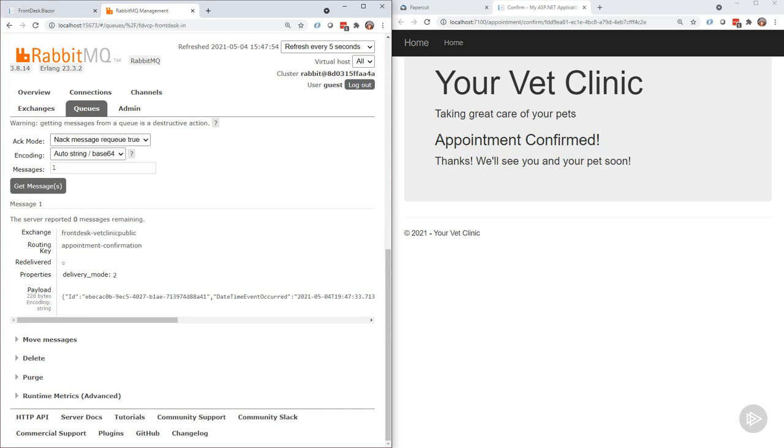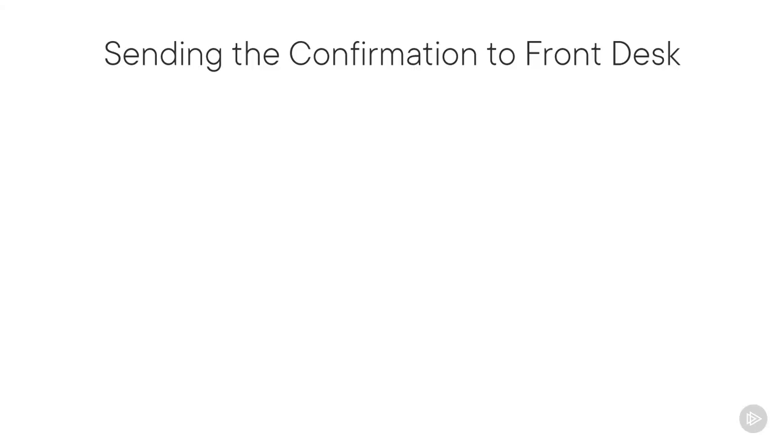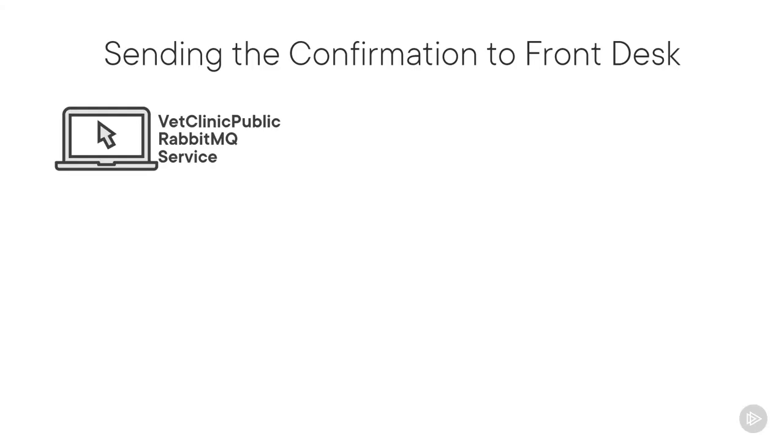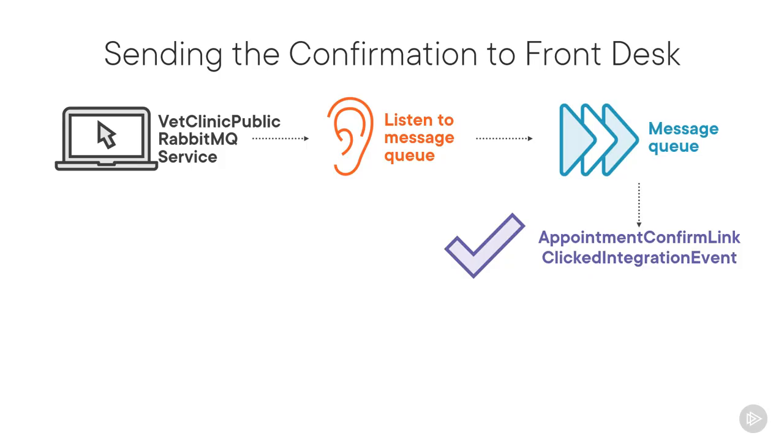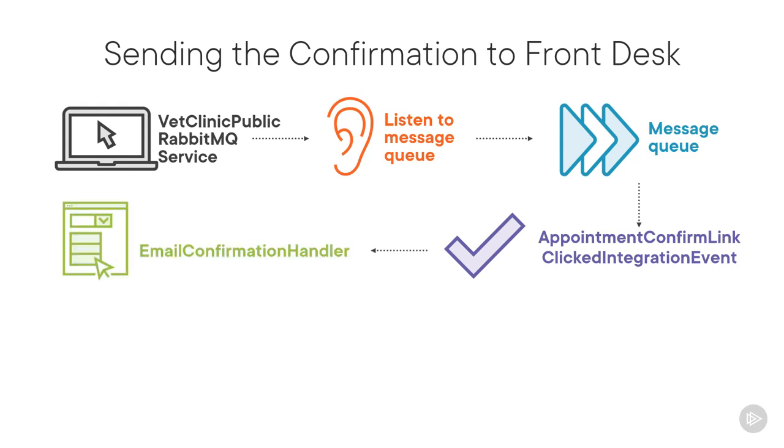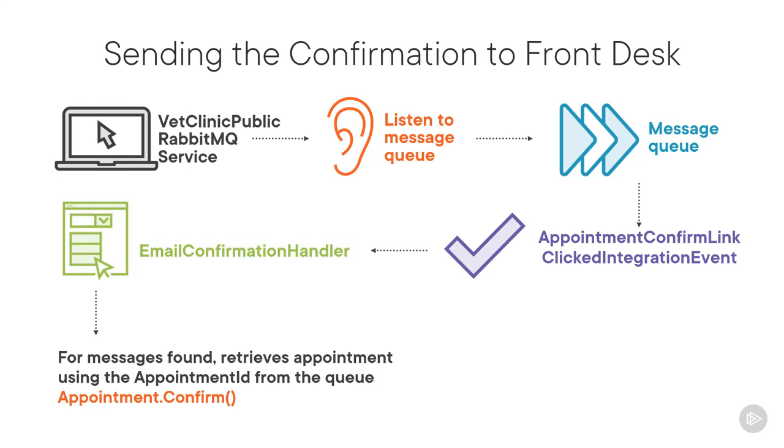The last step now is for this confirmation information that's sitting in the queue to get back to the scheduling app. Now in our scheduler application, we have implemented a hosted service just like you saw in the public website. This one is called the Vet Clinic Public RabbitMQ service, and it listens to the appropriate queue to see if there are incoming messages that it needs to deal with. When it finds one, it responds to the appointment confirm link clicked integration event, yes, it's a long name, with the email confirmation handler. The handler looks up the appointment from the appointment ID that was contained inside of the message, and from there it calls appointment.confirm.